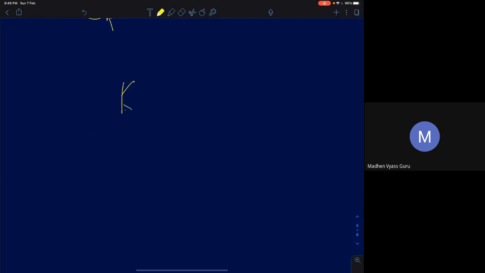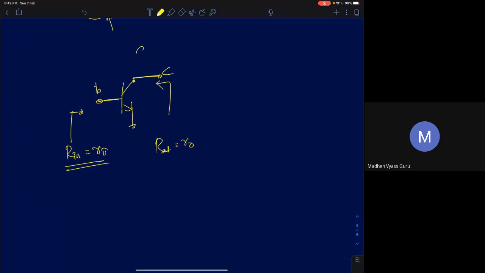So let's say we have a common emitter configuration. In a common emitter configuration, this is your source, this is your collector side, which is the output side, and this base is your input side. What is the input resistance here? Common emitter, R pi, right? Input resistance is R pi. And what is the output resistance here? R naught. So that's your common emitter.